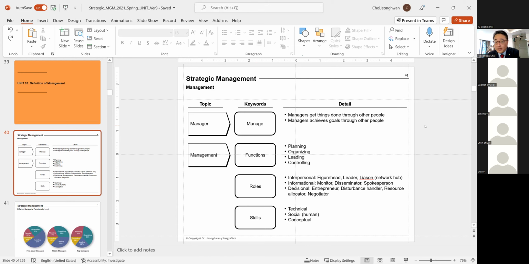Okay, and maybe if you remember the MGS 2030 principles of management, there must be the 4 functions of the management. Can you say the 4 functions of the management? You have the answer. What are the 4 functions of the management? Can you write it down?